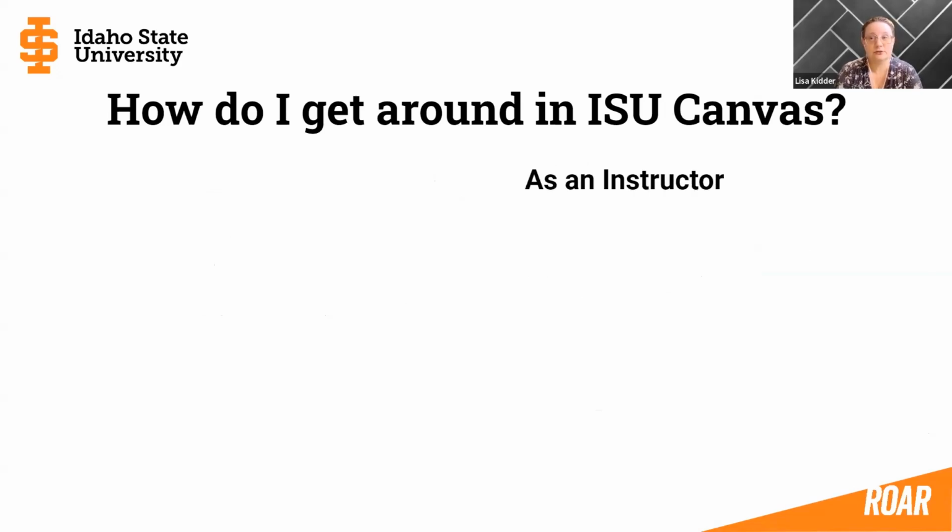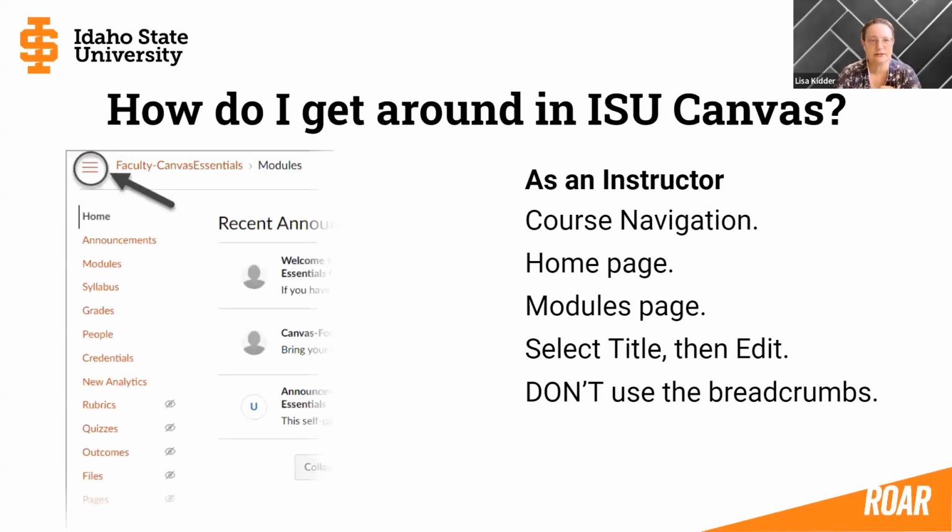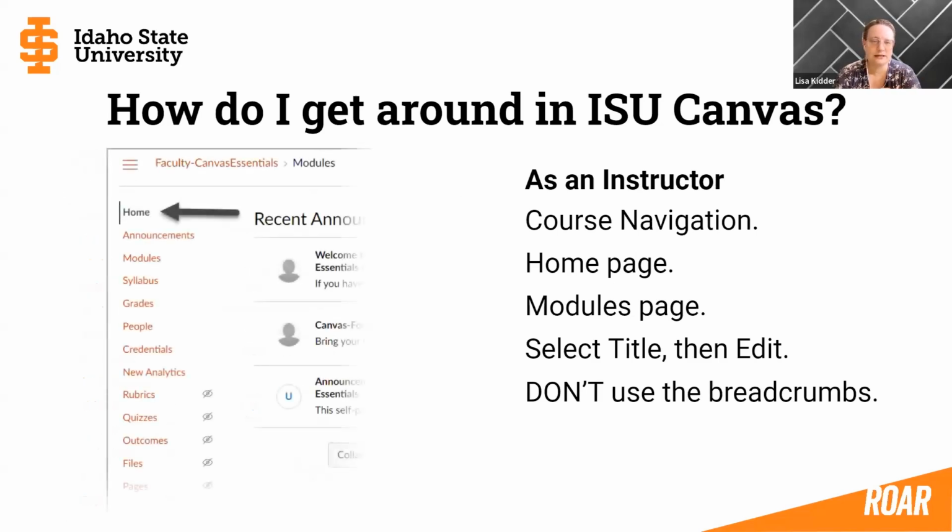So now let's talk about getting around as an instructor. I encourage you to use the sandbox course that you have to see the instructor view and the student view. Again, you have your course navigation. You're going to use the home button too, the home page, but you're also going to use modules and how you edit, so it's slightly different. So again, we have course navigation. Three lines will collapse it and open it. You still have that home page.